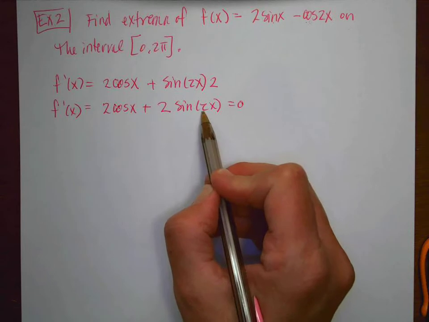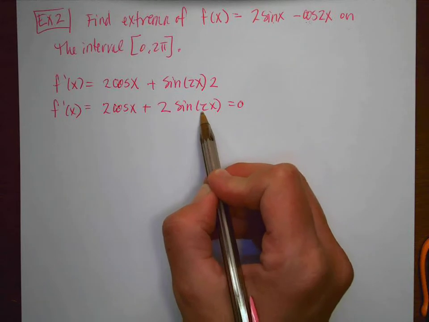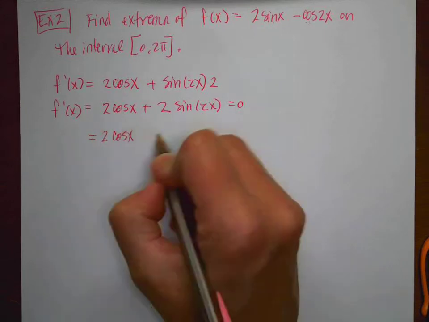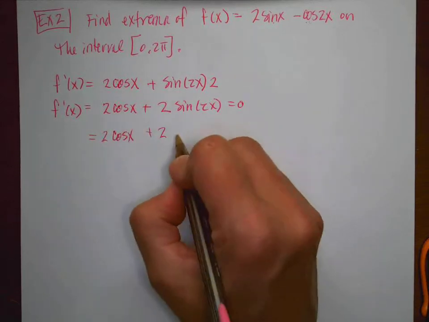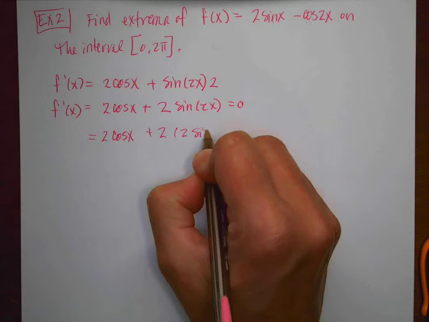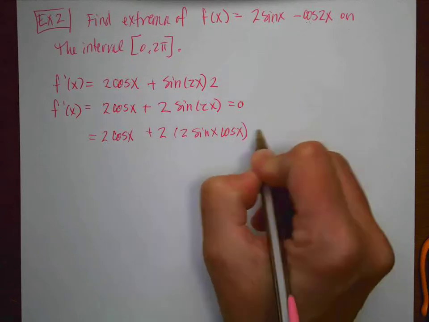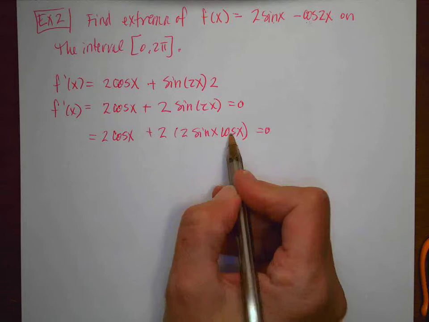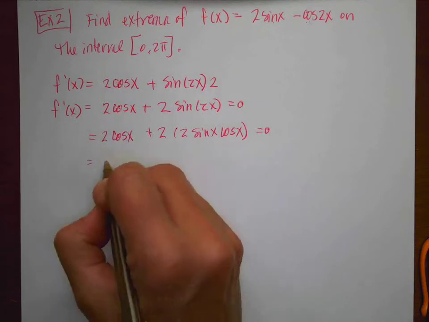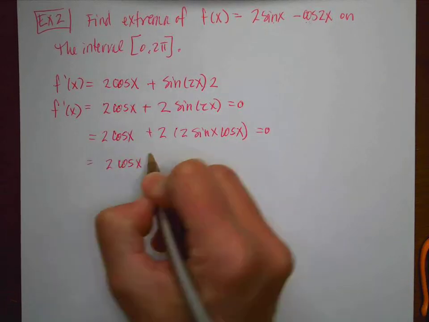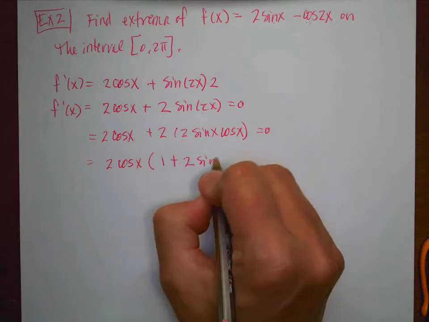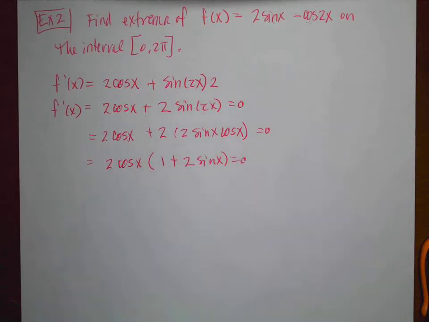So now, to make solving this easier if I'm doing it by hand, I am going to use the double angle for sine because it's easy. So this is 2 cosine x plus 2 times the sine of a double angle, 2 sine x cosine x, equals 0. Okay. And then I'm going to factor out a 2 cosine x. So I get 2 cosine x times 1 plus 2 sine x equals 0.